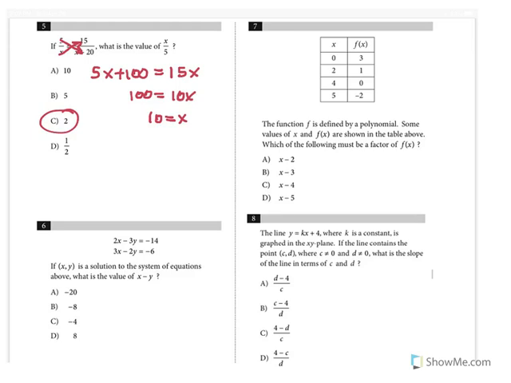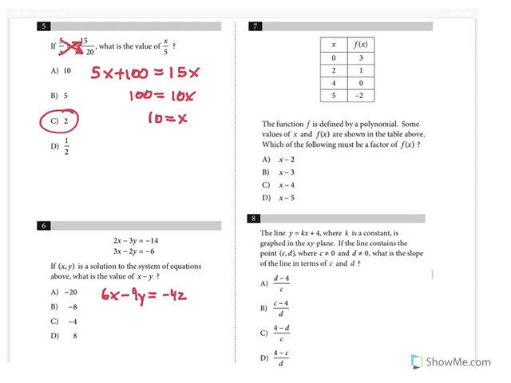If xy is a solution to the system of equations above, what is the value of x minus y? Okay, so for x, the coefficients are different. For y, the coefficients are different. So we need to have a common coefficient so we can use elimination. So what I want to do is multiply the first equation by 3. So we have 6x minus 9y equals negative 42.